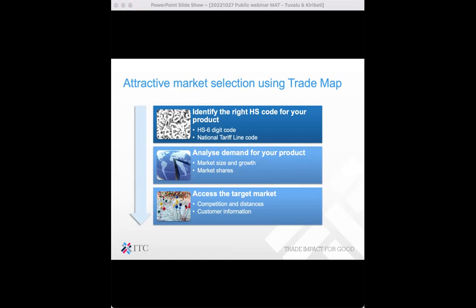Then we have Market Access Map, which we will be discussing after that, which shows you more information on how this market can be accessed through trade agreements, through tariffs that you might have to pay, through non-tariff measures you need to comply with to be able to enter into these markets. So that's what we will be discussing after that.